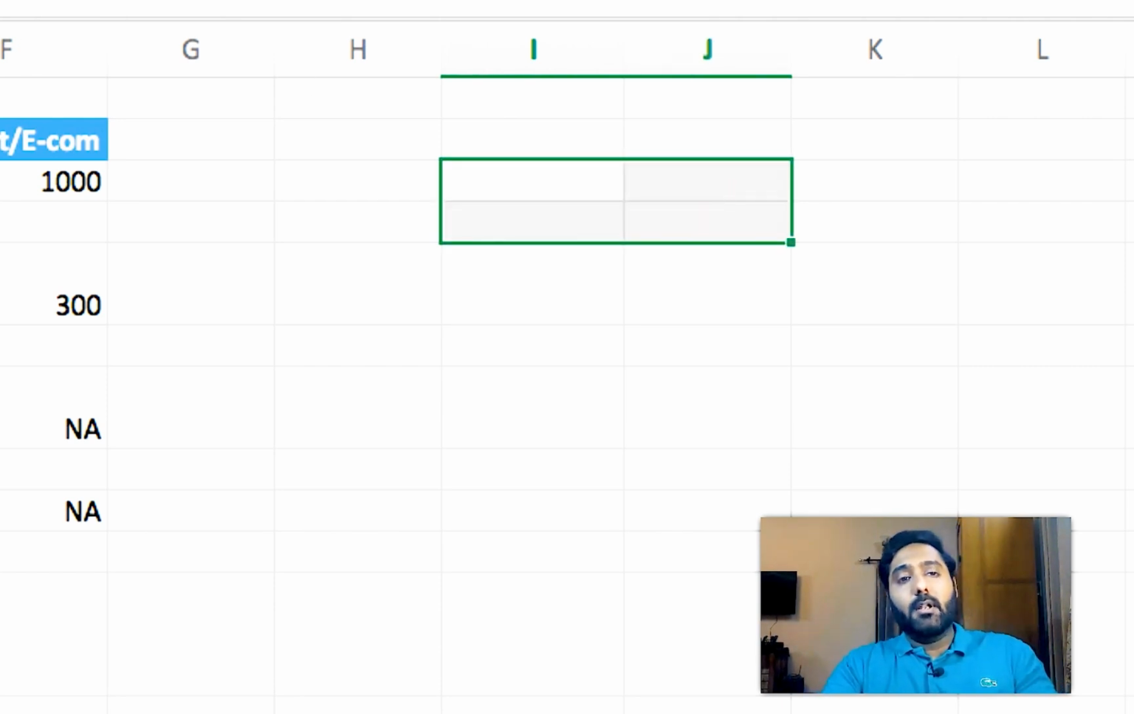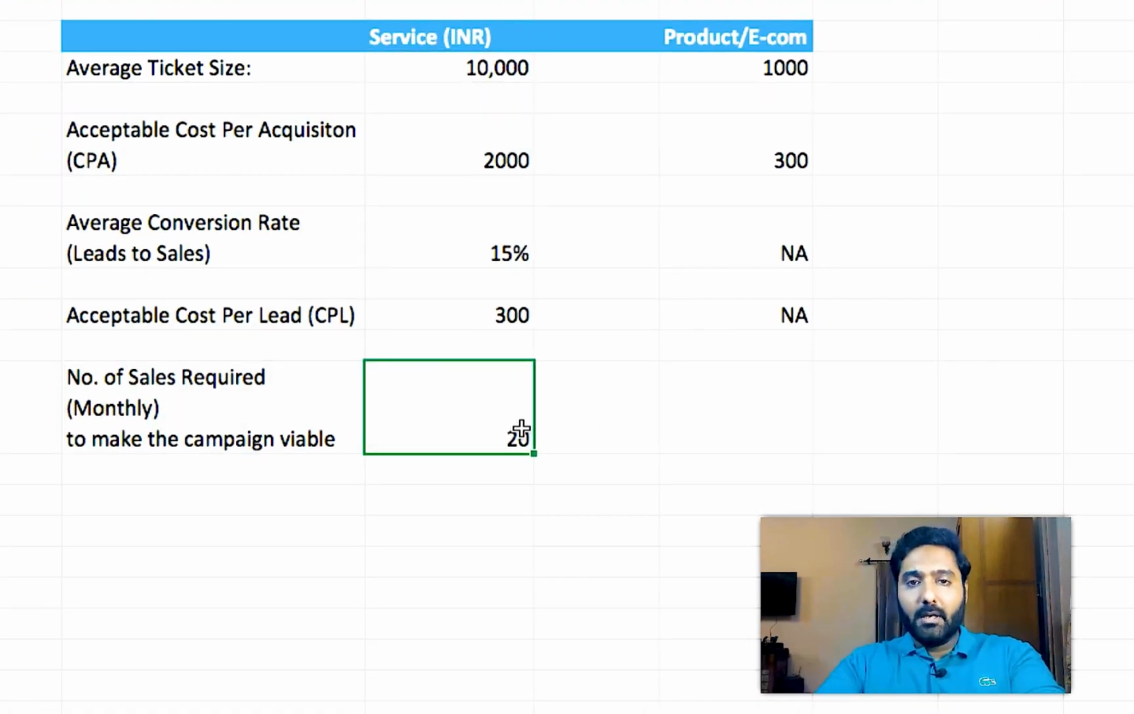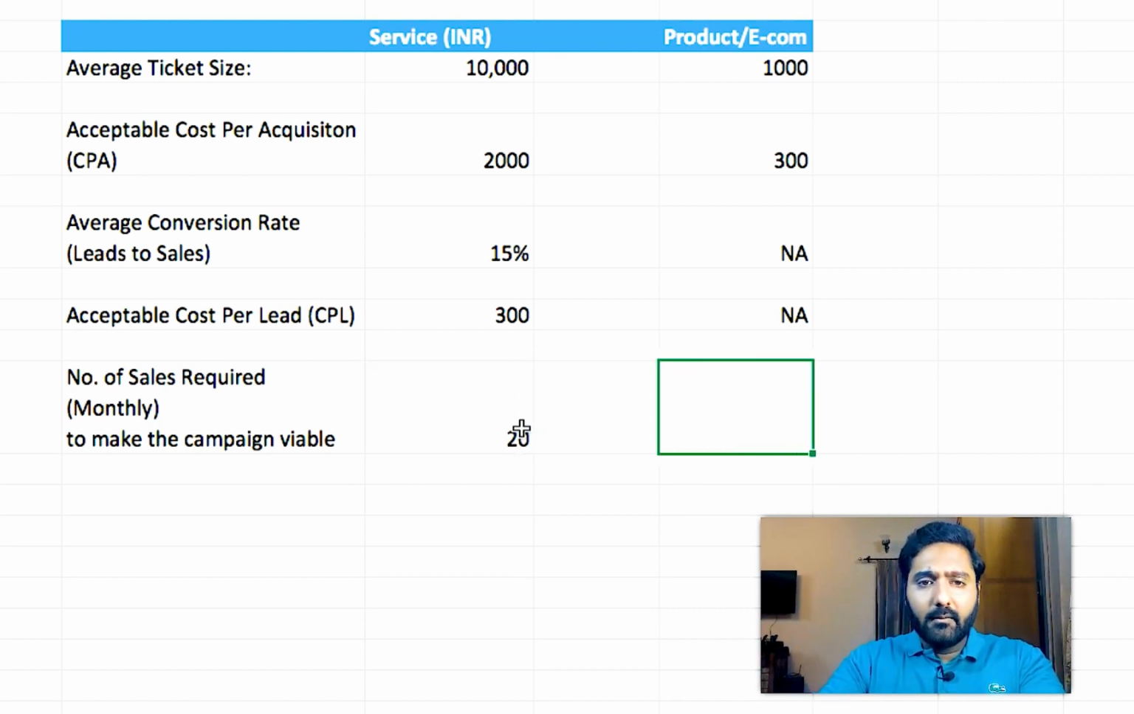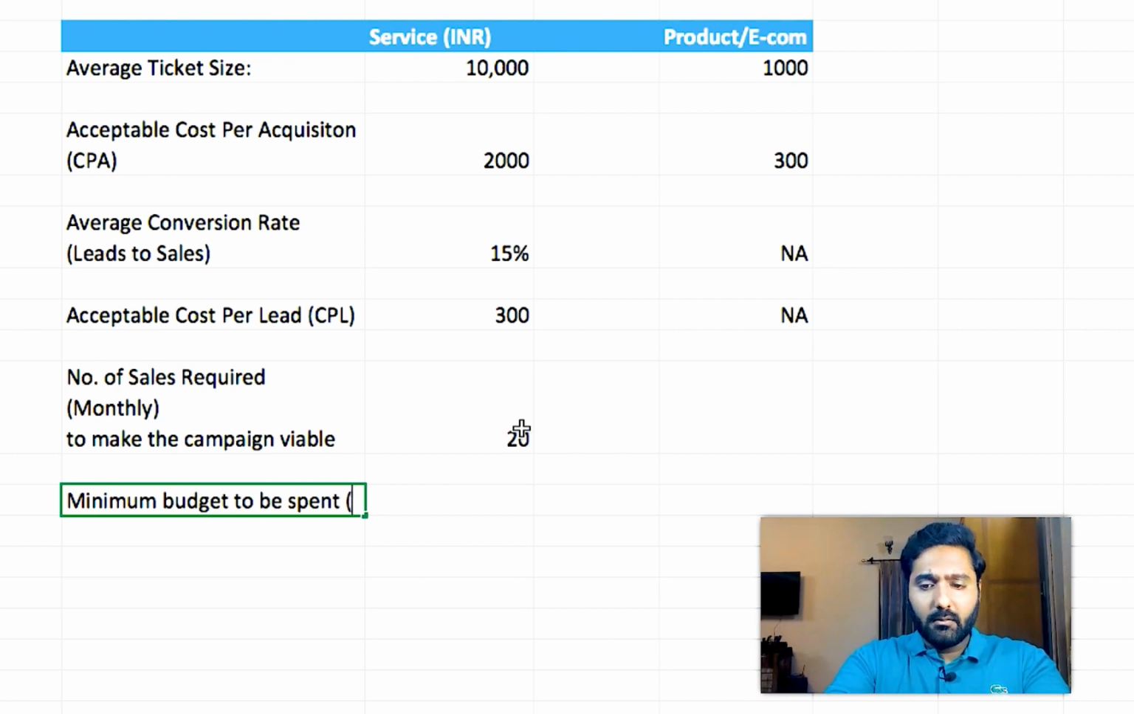For this example, I have taken 20 customers as the bare minimum to make our Facebook ads or Google ads efforts viable. So 20. And what we'll do here is calculate the final minimum budget that we need to spend on this campaign on a monthly level. So let me write it here: minimum budget to be spent monthly.